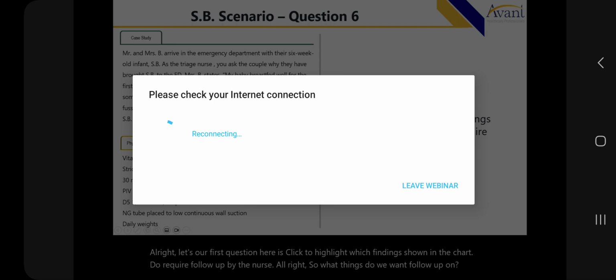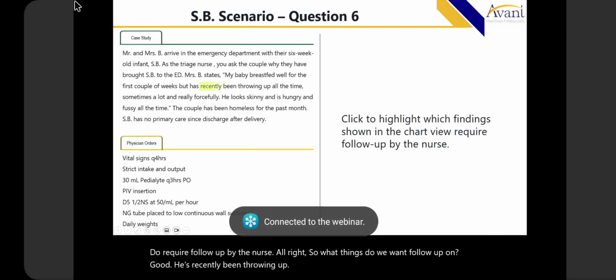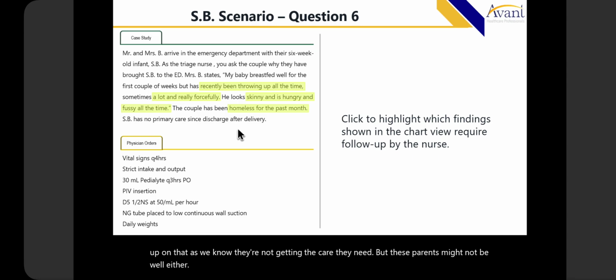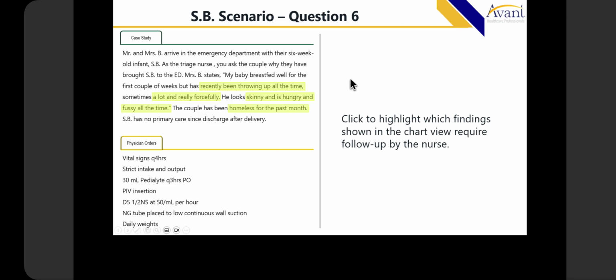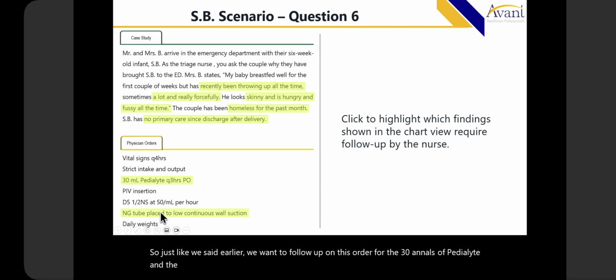What else? Good. Good, Sheena. Sheena said homeless parents, right? We definitely want to follow up on that. As we know, they're not getting the care they need, but these parents might not be well either. Okay. What else? No primary care since discharge. Yep. Good. Got it. So just like we said earlier, we want to follow up on this order for the 30 mLs of Pedialyte and the order for the NG tube. They cancel each other out. Okay, doesn't make sense. Doesn't make sense to have them both. Okay.